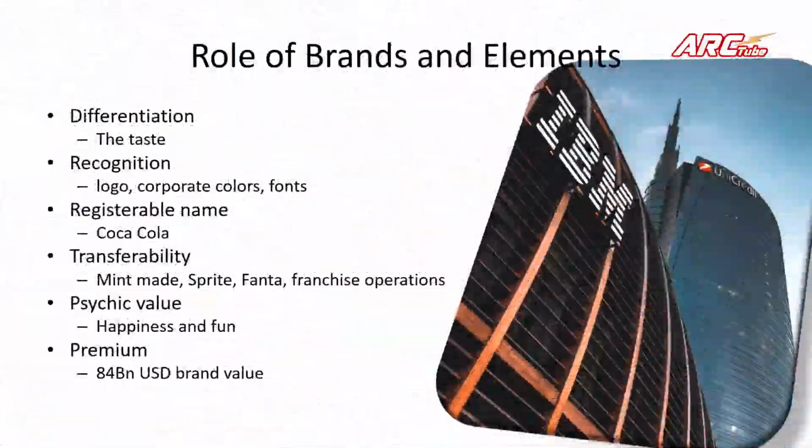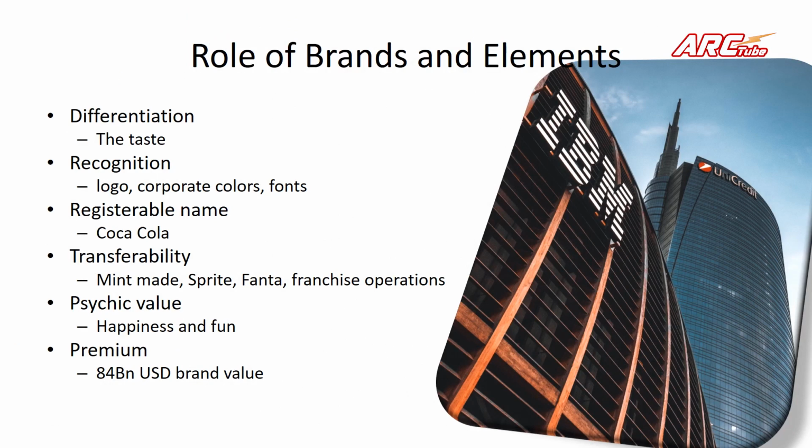The roles and the elements of the brands are there. Because of the brand, you'll be able to differentiate. Let's discuss the Coca-Cola example again. Differentiation in Coca-Cola's example is about the taste of Coca-Cola. Then the recognition, it's about what? The Coca-Cola red color logo and corporate colors, that's red and white. Then the fonts, the Coca-Cola fonts, and the registrable name, Coca-Cola.